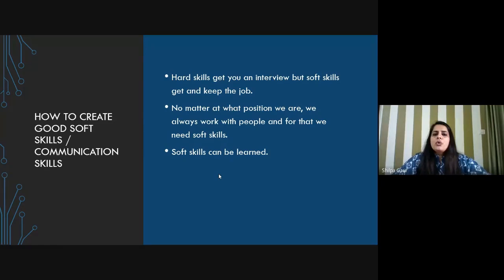So no matter what position we are, we always work with people and for that we need soft skills. Suppose आप work करते हो law firm में किसी में और वहां पे बहुत लोग होते हैं लेकिन अगर आपके जो seniors हैं आपसे अच्छे से बात नहीं करेंगे, what do you think? आपको अच्छा लगेगा वहां पे? आप किसी और law firm में चले जाओगे, you definitely leave that place. So why? Because the person is not talking to you nicely. And this is especially for higher management also.